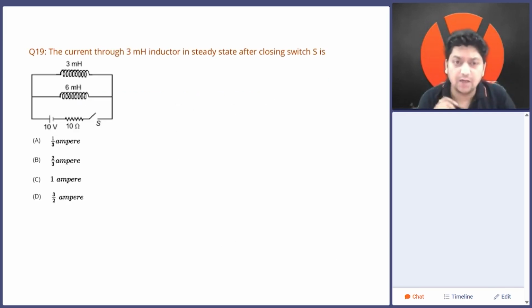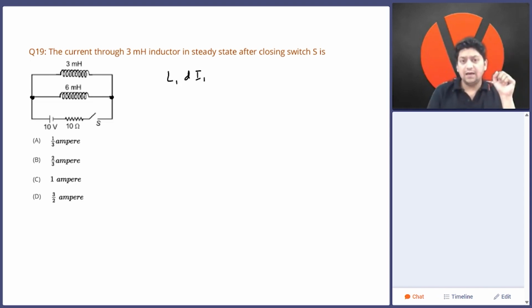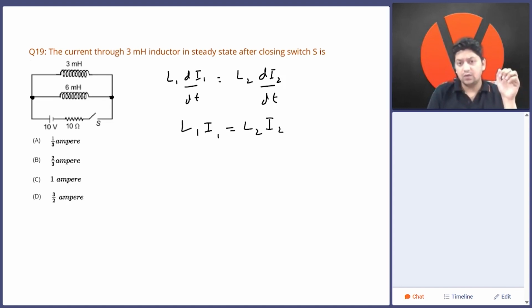Next question: the current through 3 millihenry inductor in steady state after closing switch S is what? Again, interesting question. As we can see over here, these two inductors are in parallel, so the potential difference or potential drop across these two will be same. It means L1 di1 by dt and L2 di2 by dt must be equal. dt and dt will be cancelled out and we can integrate it, so we will get L1 I1 must be equal to L2 I2. This is the first thing.